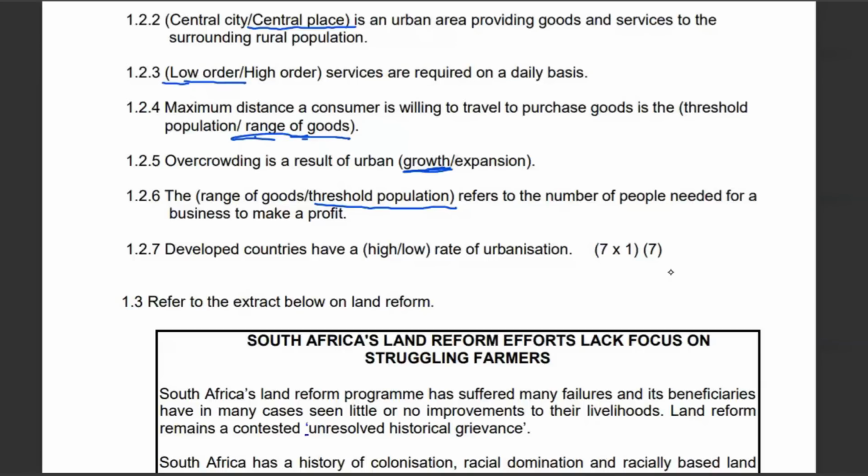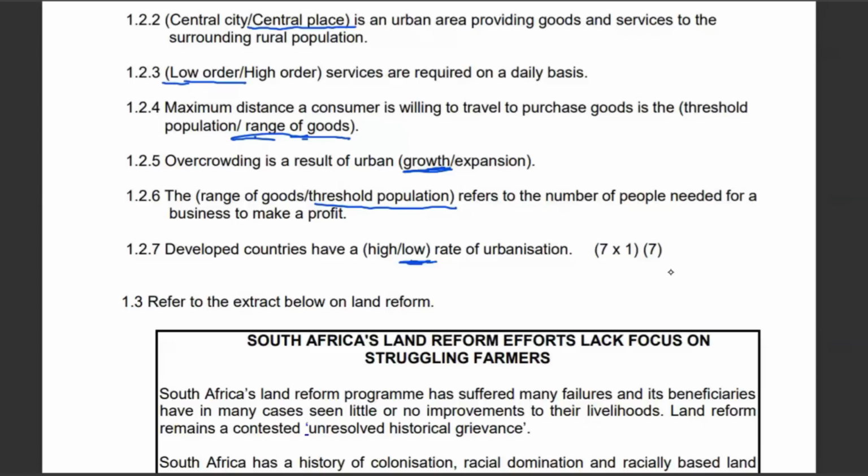Moving on to the next question, number 127. Developed countries have got a high or low rate of urbanization? Developed countries have got a low rate of urbanization. It is only in poor countries or developing countries where the rate of urbanization is very high.